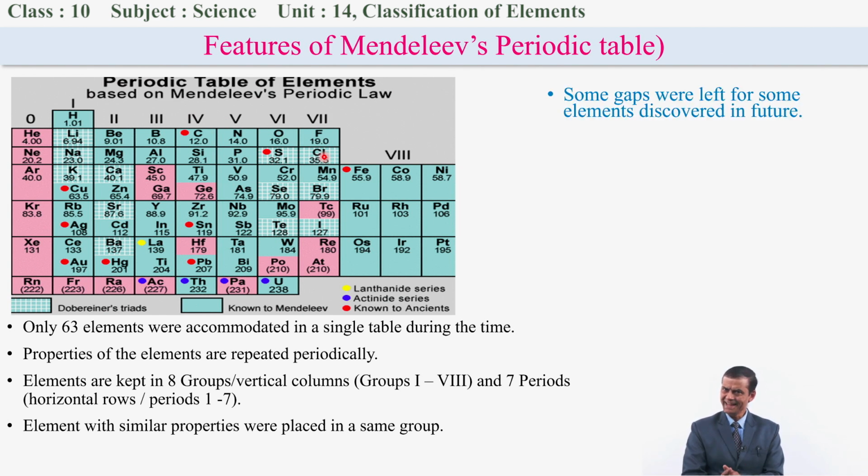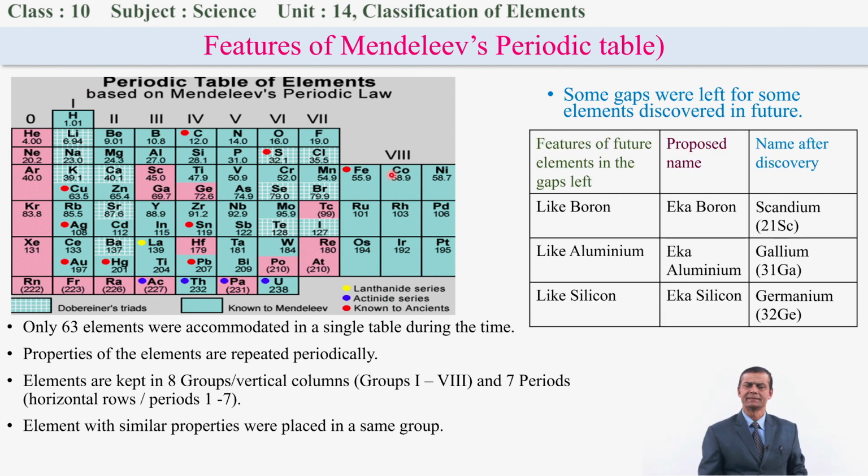But there were some forecasts by Mendeleev for future elements, so Mendeleev left some gaps in the periodic table. Why were gaps left? These gaps were left for future elements which would be discovered. Yes, this is a table. Here are the features of some of the elements which would be discovered in the future, and Mendeleev proposed these elements, named with the gaps in Mendeleev's periodic table. Look here, these red places are the gaps which were left by Mendeleev for future elements.